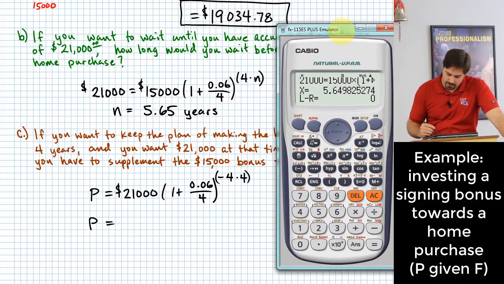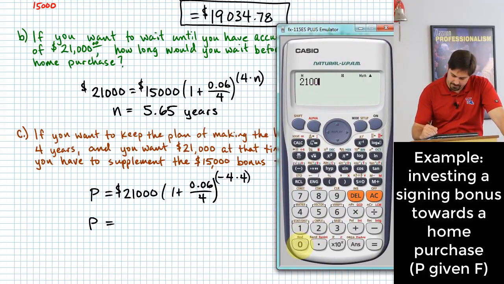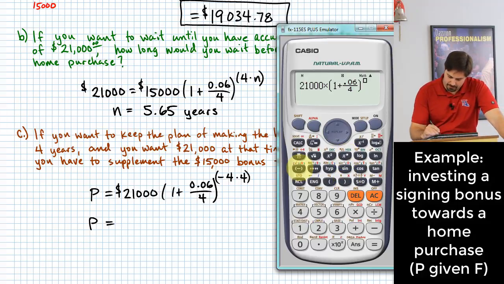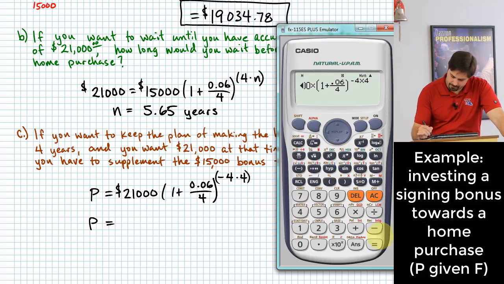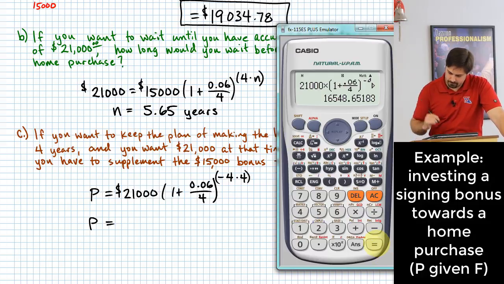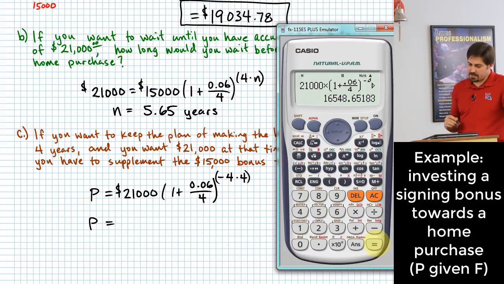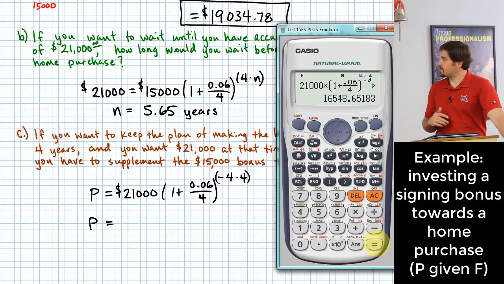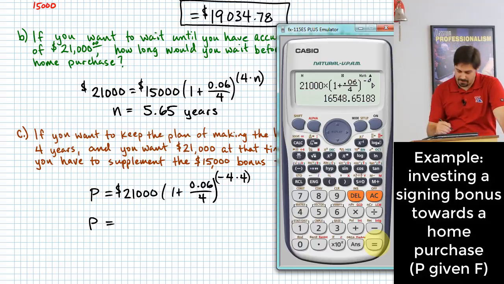So that tells us P is going to be equal to 21,000 times 1 plus 0.06 over 4, raised to the negative 4 times 4. Which means that our value that we have to invest right now to make this happen is $16,548.65.